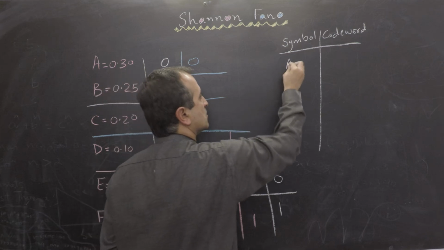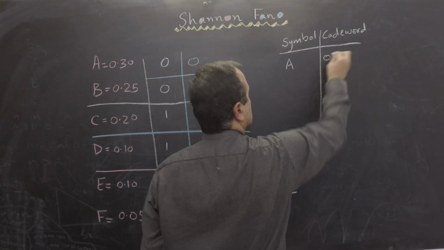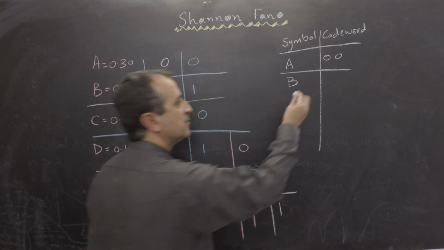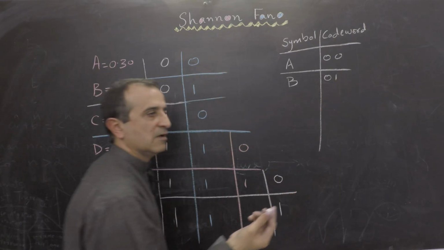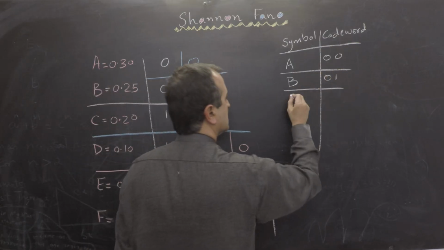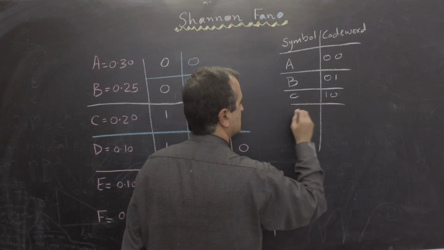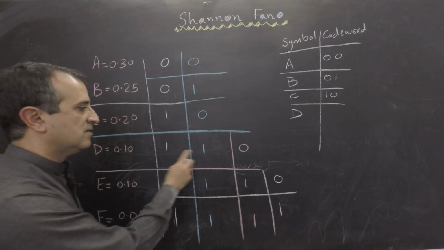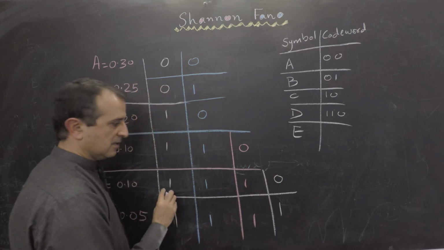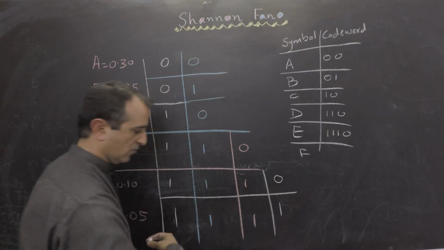Symbol A's code word is 00. Symbol B's code word is 01, and they are prefix code words, so no other symbol will start with 00 and no other symbol will start with 01. Symbol C's code word is 10. Symbol D's code word is 110. E's code word is 1110 and F's code word is four ones.